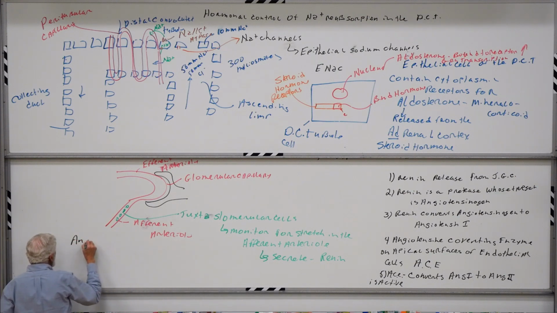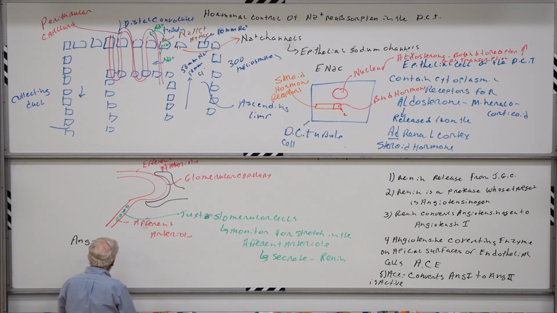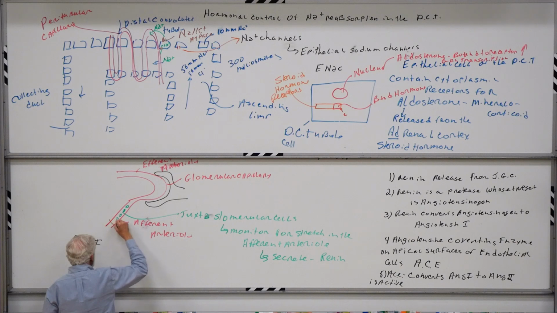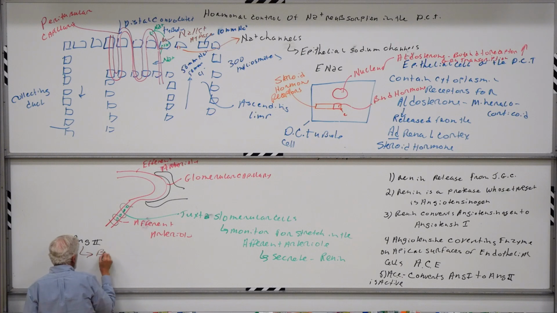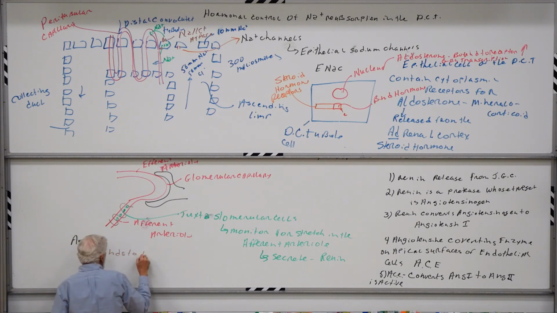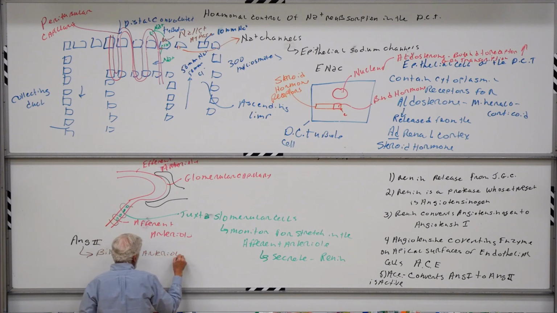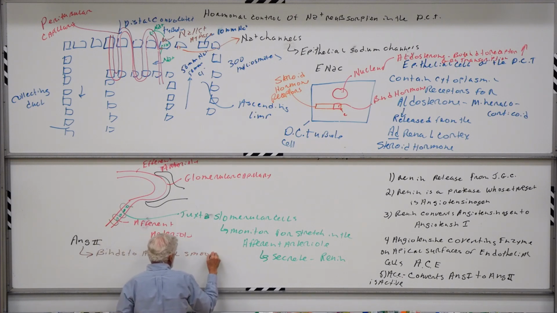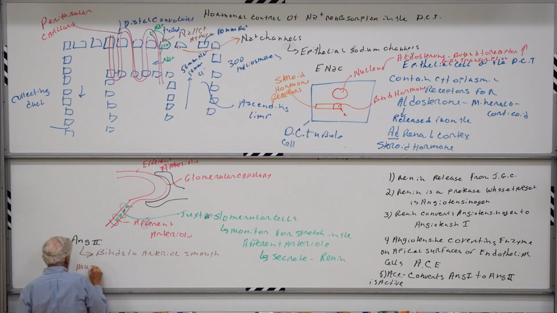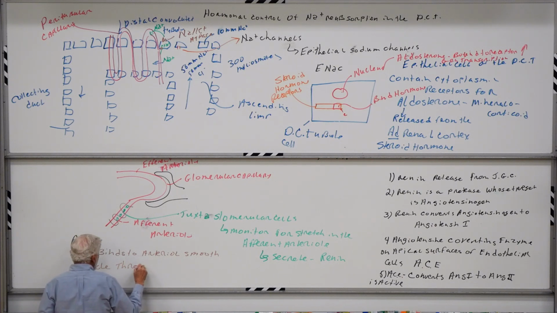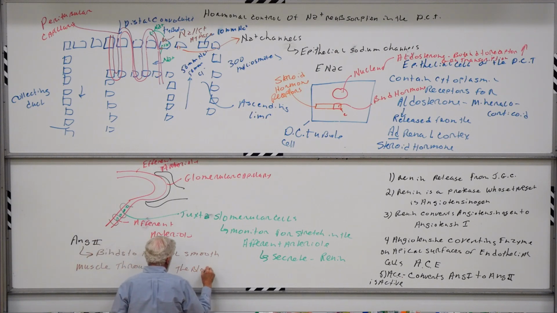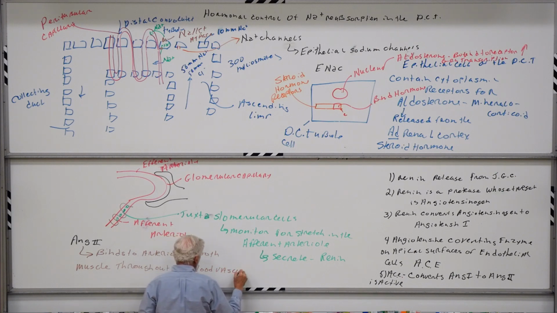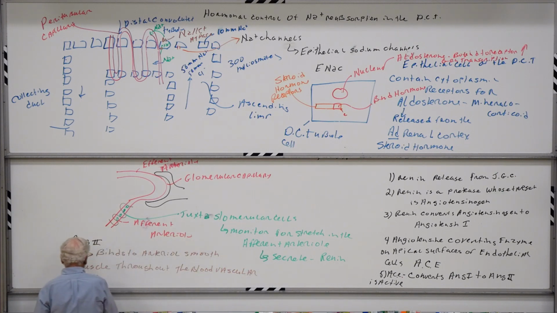Angiotensin 2 binds to smooth muscle, not only here, but more importantly, it binds to arteriolar smooth muscle throughout the blood vascular compartment.